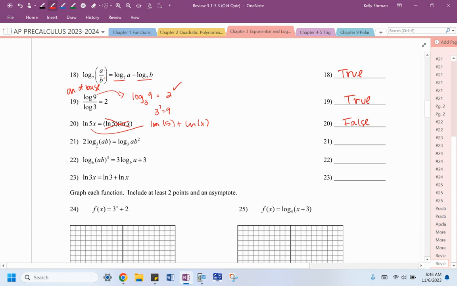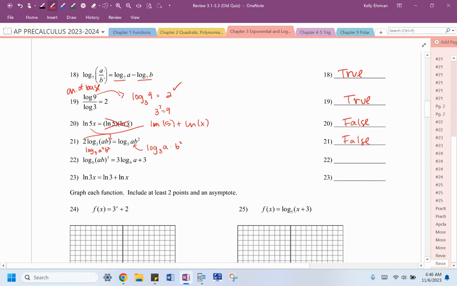All right, now 21 is sort of almost true. In this expression here, the squared is only on the b. So this is log base 3 of a and then times b squared. And here, the squared would go on both the a and the b: a squared, b squared. So this is false just because we're missing some parentheses there.